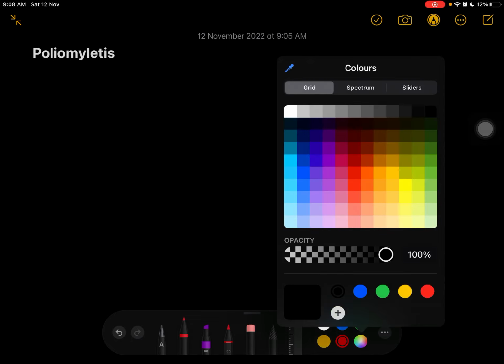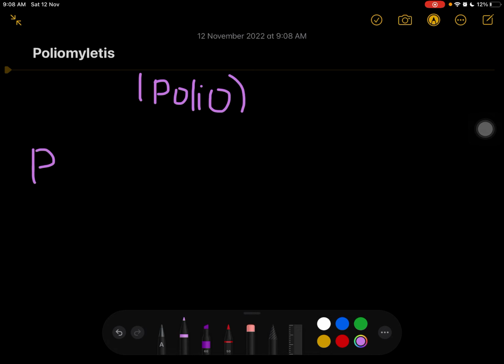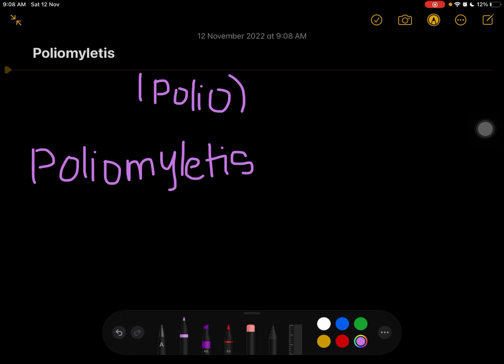So today we will discuss poliomyelitis, or you can easily say polio. So what is this basically? Poliomyelitis is a disease which is caused by a virus known as poliovirus, right? By poliovirus, and it is quite common and you have heard about this too.